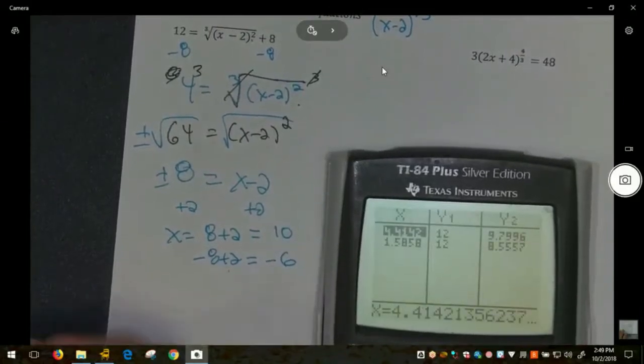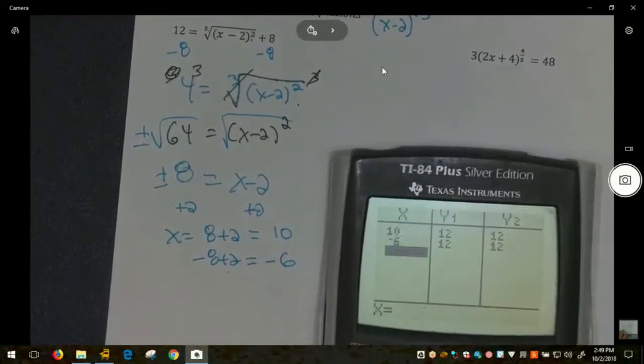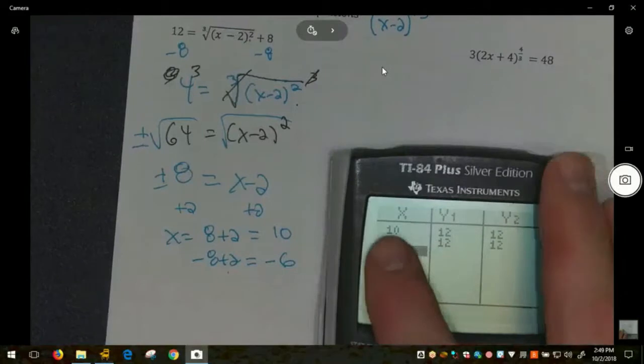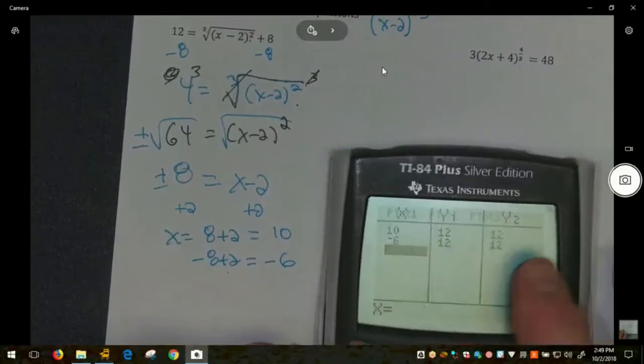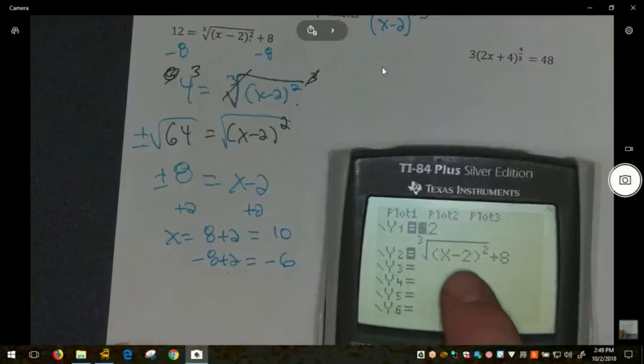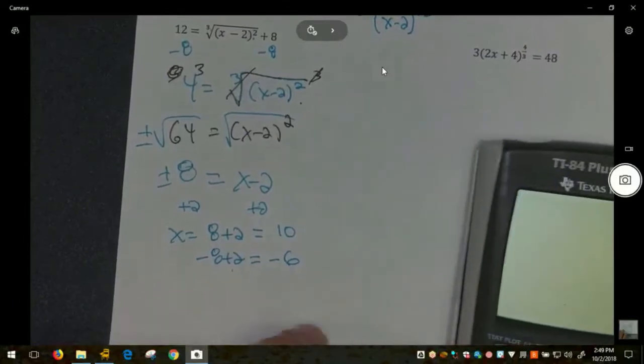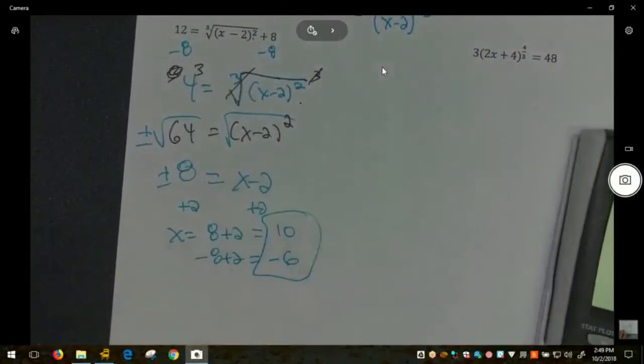So we have two answers. We have 10 and we have negative 6, and both of those answers work. Remember, the left side of the equation was 12. I plugged that in for y sub 1. The right side of the equation is the cubed root of x minus 2 quantity squared plus 8. So I put those in, and both answers work. So in this case, there are no extraneous solutions. There are two answers for x.